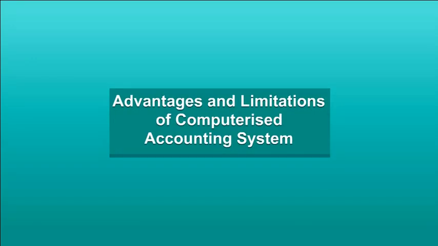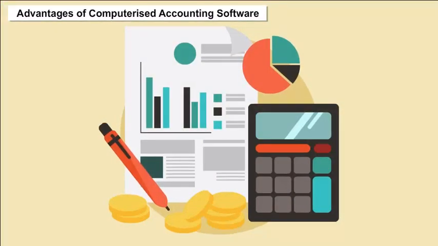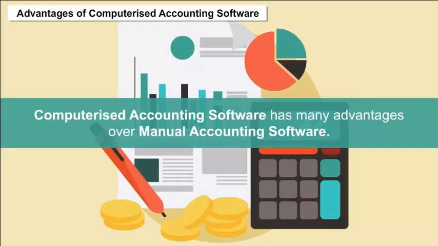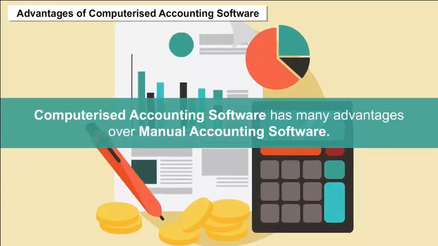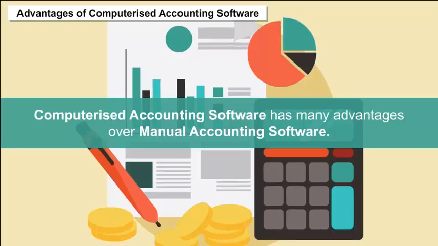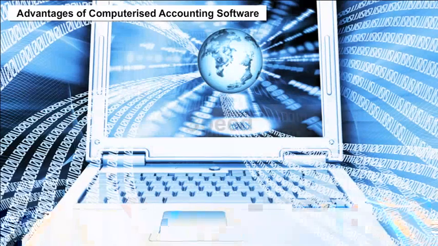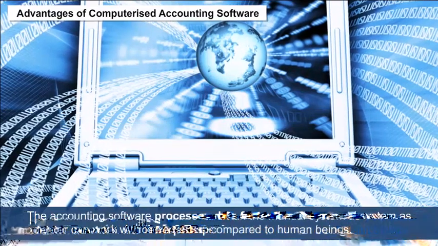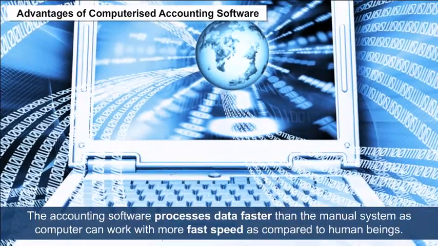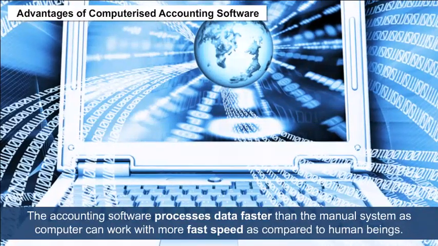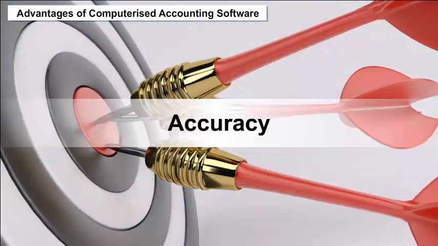Advantages and limitations of computerized accounting system. Advantages of computerized accounting software. Computerized accounting software has many advantages over manual accounting software. Let us discuss all of them. Speed. The accounting software processes data faster than the manual system, as computer can work with more fast speed as compared to human beings. Accuracy.